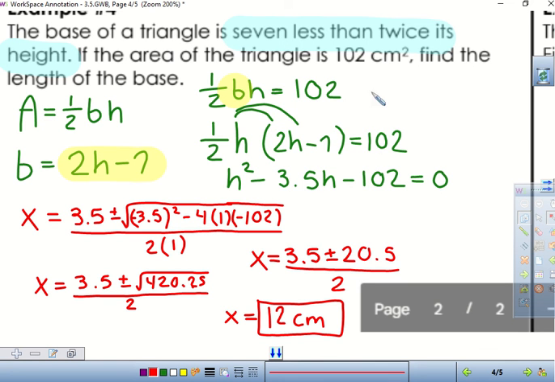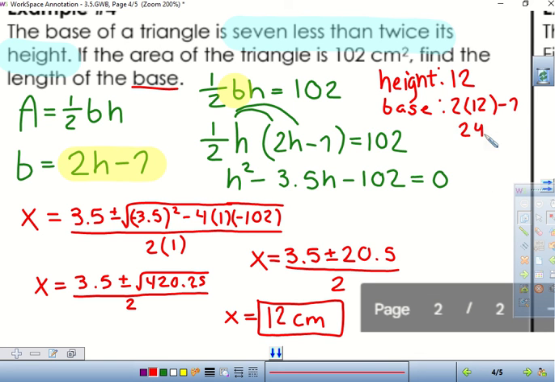12 centimeters represents the height, doesn't it? But that's not what the question asked for. What did the question ask for? The length of the base, which is 2 times 12 minus 7, which is 17. Good. So the question actually asked for the base.